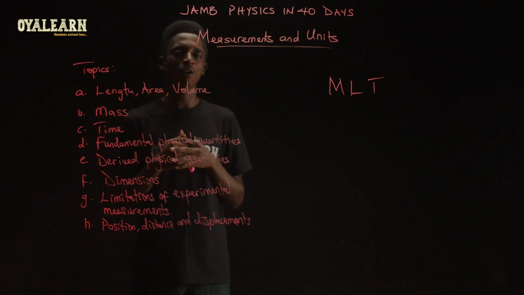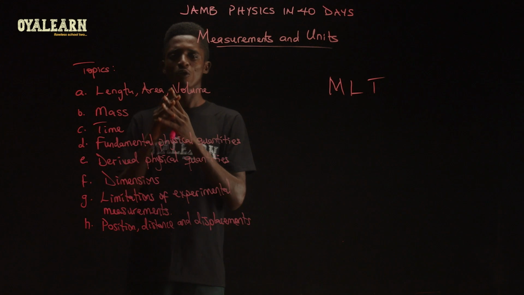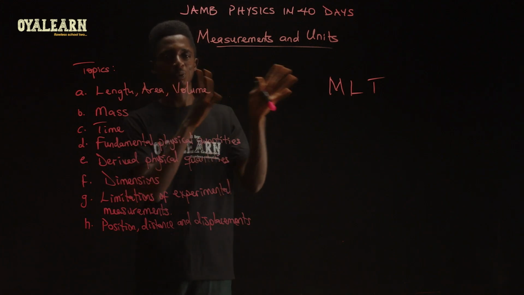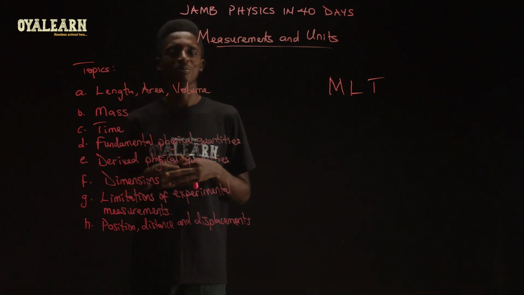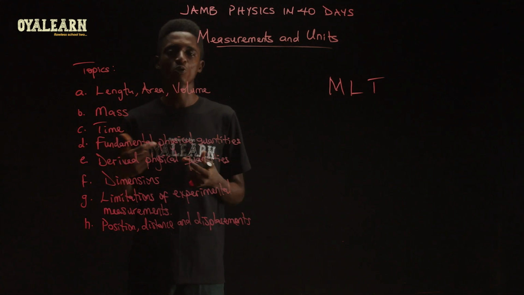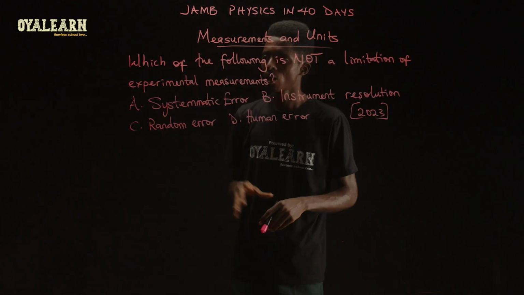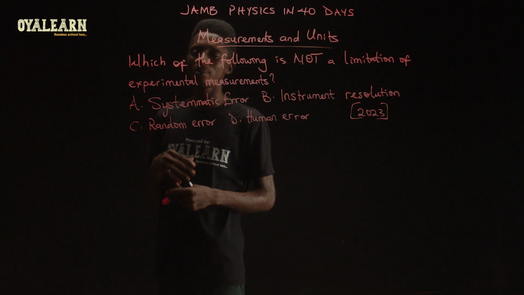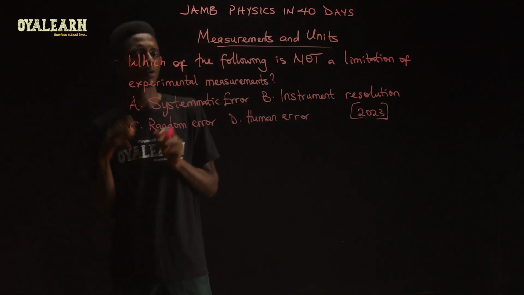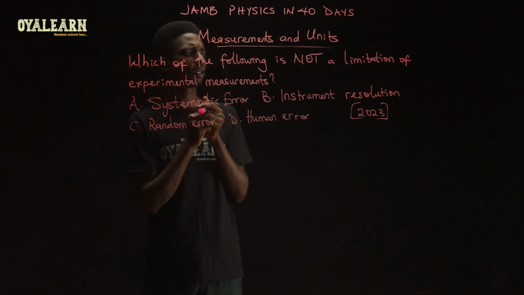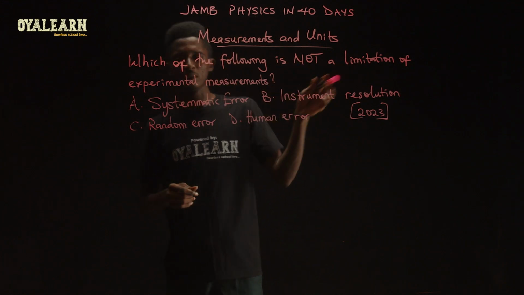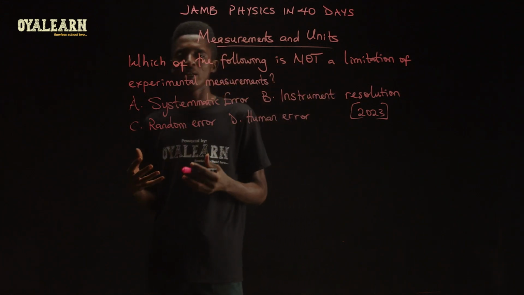So having this at the back of our mind, let's then go on to solve some past questions that relate to this topic, and then I'll also share some tips on how you can solve some of those questions like that. So let's go. Now, looking at this question from the UTME 2023 exams, the question says, which of the following is not a limitation of experimental measurements?